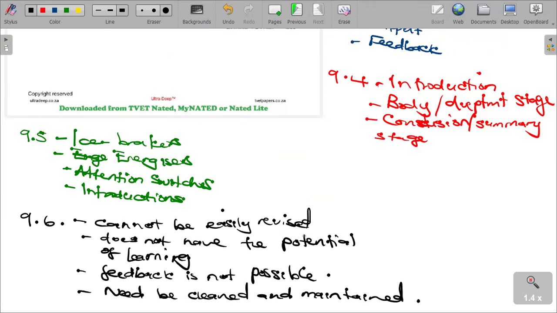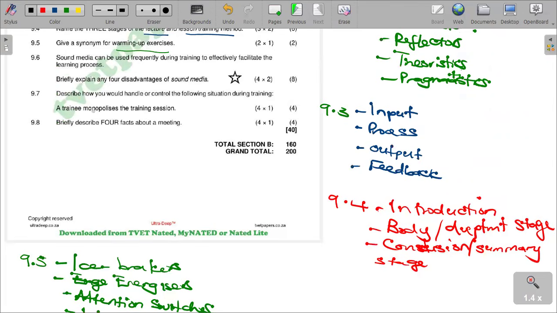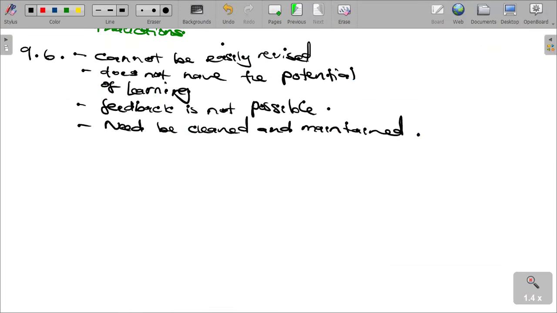Right. Let's go to question 9.7. Describe how you would handle or control the following situation during training. A trainee monopolizes the training session. How can you control a trainee monopolizing the training session? You're supposed to acknowledge the contribution, and also suggest to the trainee that the group could learn from different points of view. If the person continues to speak, quietly speak to him or her alone during breaks.